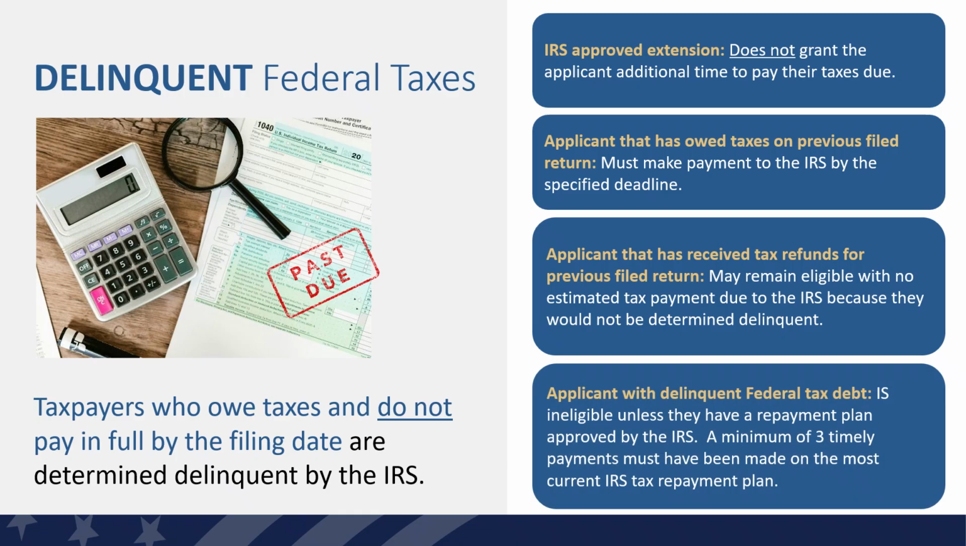An applicant with delinquent federal tax debt is ineligible unless they have proof of an approved IRS repayment plan. A minimum of 3 timely payments must have been made on each active repayment plan, and the applicant may not prepay in lump sum at one time to equal 3 monthly payments to meet this requirement. While an applicant with multiple approved IRS repayment plans is eligible, the approved lender's underwriter must review and determine if the applicant is an acceptable credit risk.